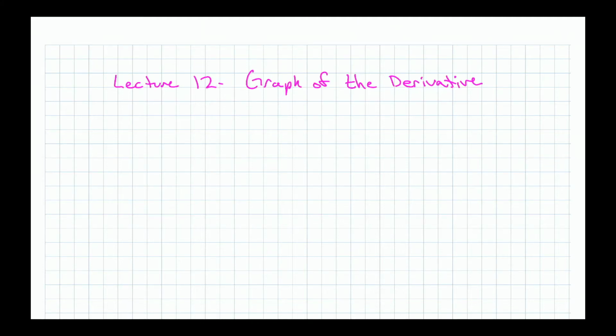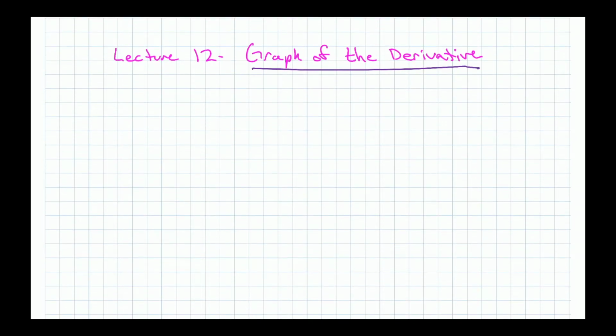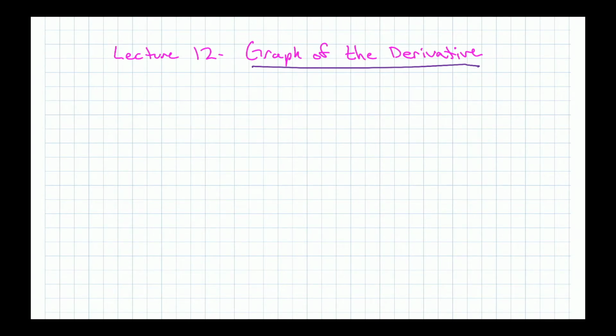Hello, everybody. So what we're going to be doing today is the graph of the derivative. The nice thing is that this should be a nice, easy lecture, not like the last one, where we had the definition of the derivative, which are all pretty tough problems. This will be nice. So let's talk about the graph of the derivative.